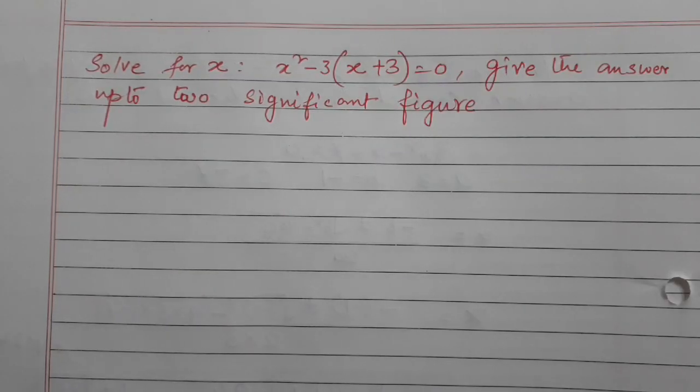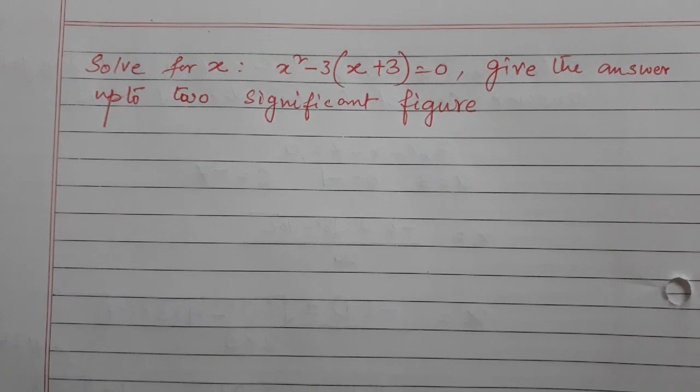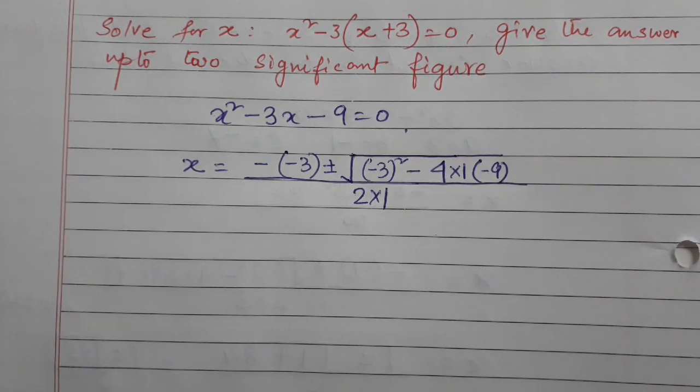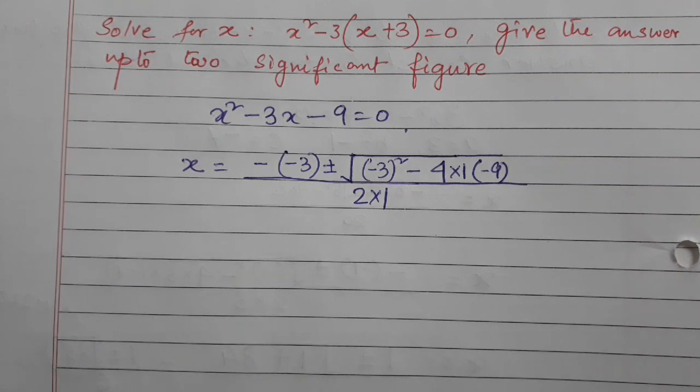Now the next question is: solve the given quadratic equation and give the answer correct up to 2 significant figures. Here it is 2 significant figures; in the previous question it was 2 decimal places. Now let's see how to solve this question. We can write the above equation like x² - 3x - 9 = 0. Now by applying the Sridharacharya formula we get x equals to this.